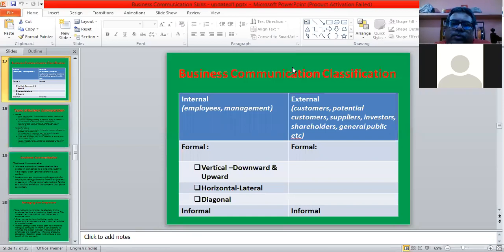Again, internal and external communication can be further classified into two heads, and they are formal and informal. Though we all know that most of the conventional communication that happens in organizations is on a formal basis, there is a lot of communication that also happens informally. And this also happens externally, which means that we sometimes officially communicate with our customers and our vendors, but at the same time, we also communicate unofficially, informally with our customers and our vendors.